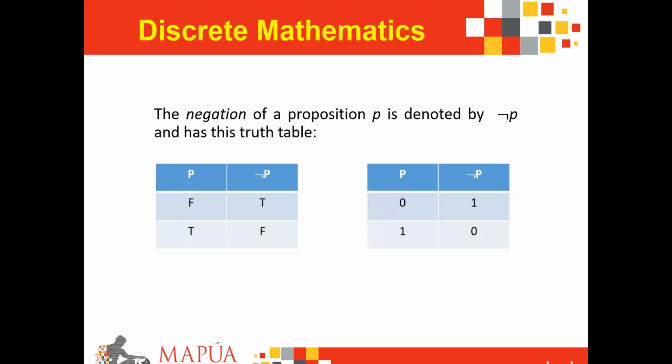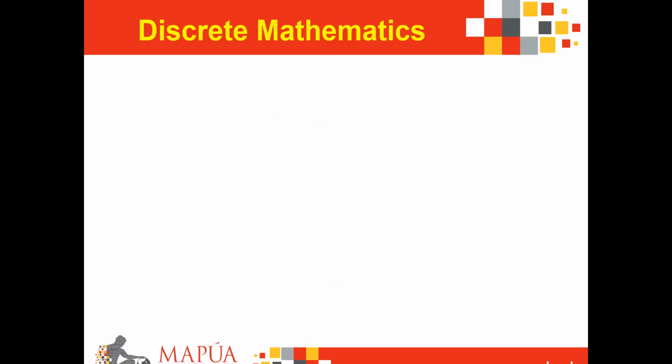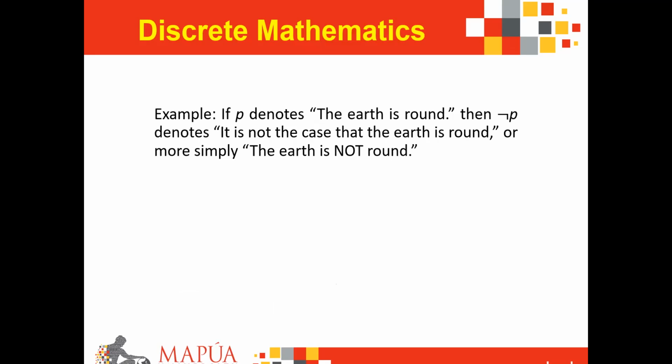Likewise, it is also defined by this logical truth table. The logical truth table displays the same information as your truth table, except all values of false are represented by zeros and all values of true are represented by 1. Let's take, for example, this particular proposition. P denotes the earth is round. Then negation P denotes it is not the case that the earth is round, or more simply, the earth is not round. So when you apply the negation connective on statements, you simply insert the keyword not into your statement.